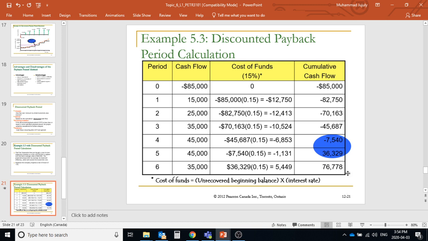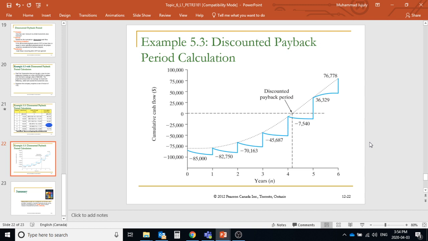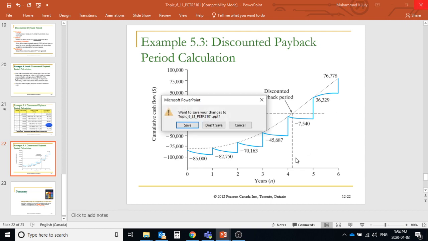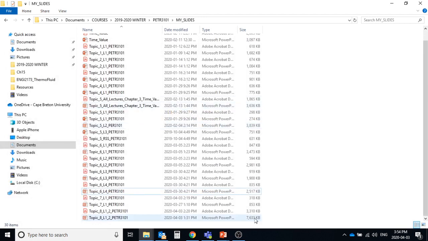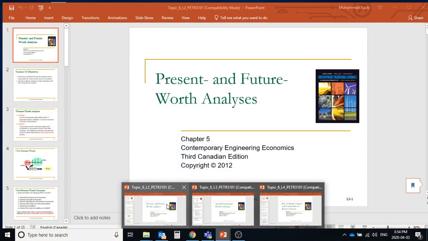period. We draw the cumulative cash flow, and from there we see it is a little more than 4 years. We also drew the discounted payback period. The total project time was 6 years and the payback period is a little more than 4, which means the project seems viable. So this is about lecture 1. Now we'll go through lecture 2.